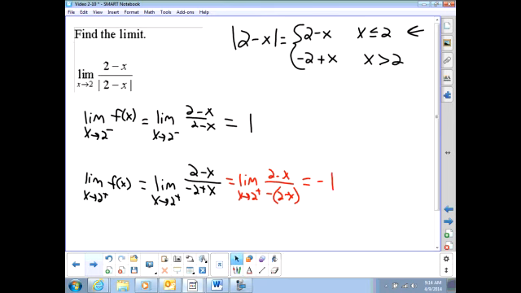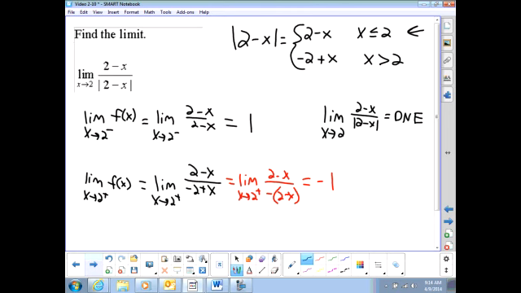So your limit of the function from the left is 1. Your limit of the function from the right is negative 1. Therefore, our overall limit, the limit as x approaches 2 of 2 minus x over the absolute value of 2 minus x, does not exist, because the limit from the left does not equal the limit from the right.